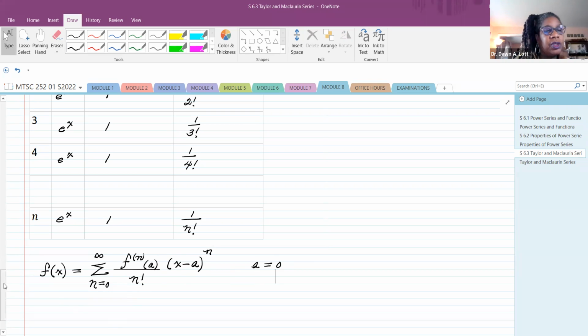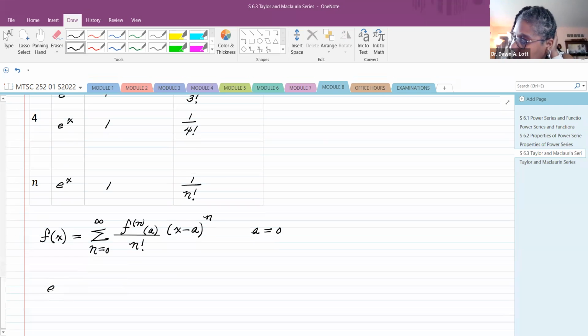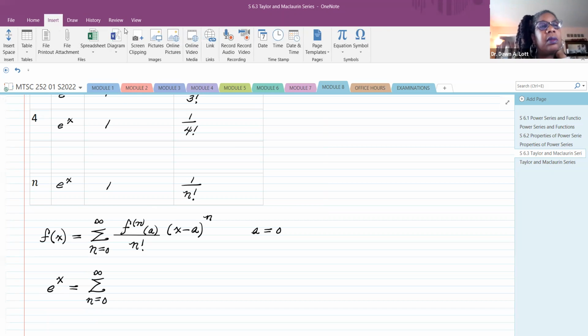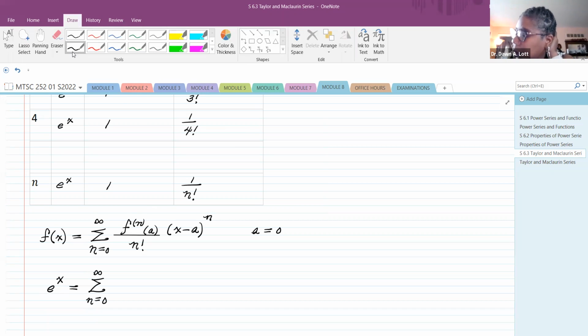So that says my function, which is e to the x, is the sum n equals 0 to infinity. Okay, the nth derivative at a is going to be the nth derivative at 0 divided by n factorial, and x minus 0 to the n is just x to the n.